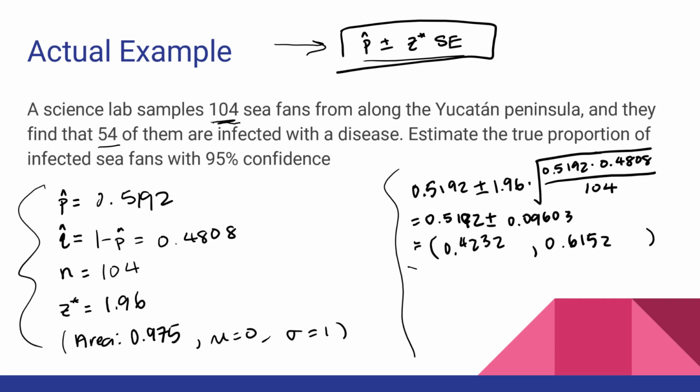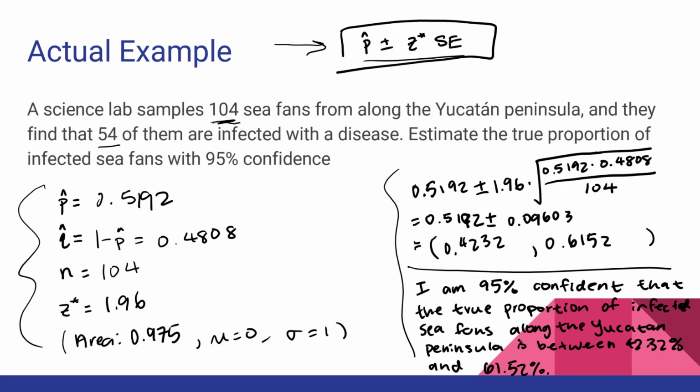So how would we conclude? We can't just leave it at this. We would have to say something about how confident we are, as well as what our lower bound and upper bound of our interval ended up being. So the way I would write it is like this. I am 95% confident that the true proportion of infected sea fans along the Yucatan Peninsula is between 42.32% and 61.52%. So we gave our confidence level, our context, and then the lower bound and the upper bound of our interval.